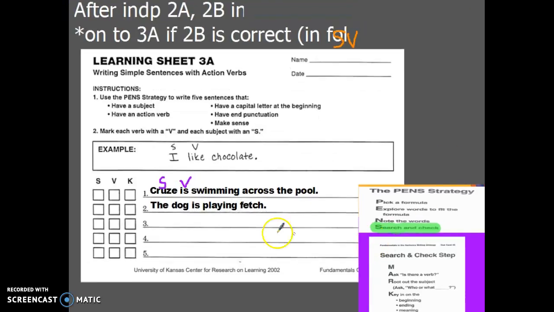So I ask, is there a verb? Yep, is. Remember, does anyone remember what the other name for a verb is? The predicate. So the complete predicate here would be is playing or is swimming. But just the main verb is. Okay? Who or what is? The dog is. Capital letter and punctuation, makes sense.